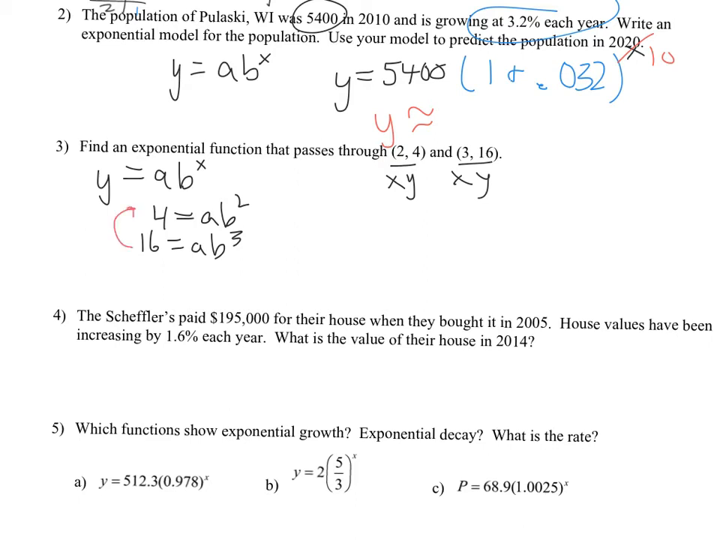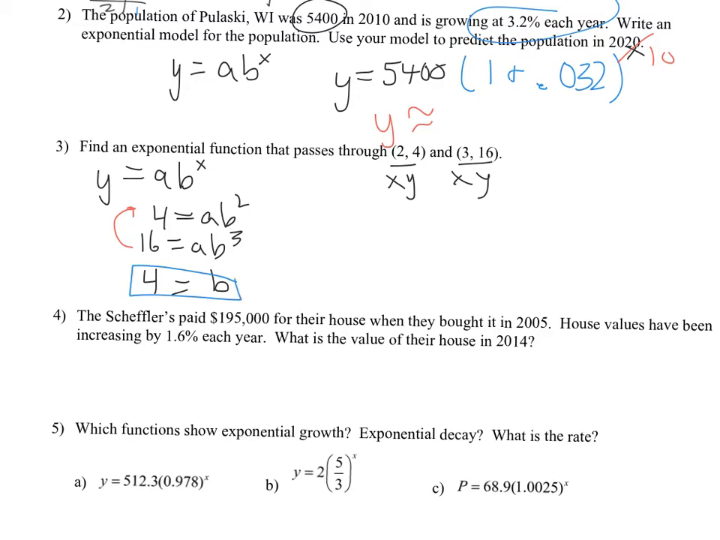And what this is going to do is, when I have b cubed divided by b squared, remember you subtract the exponents. So this is going to be b, and then a divided by a cancels out, and then 16 divided by 4 is 4. So b is 4. Now I have to figure out what a is.